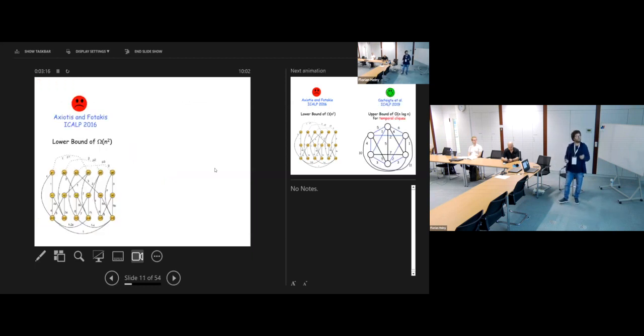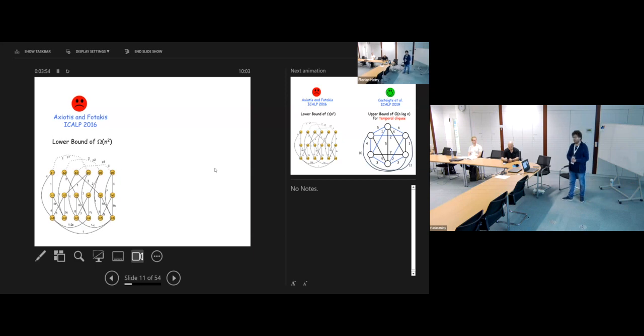We have bad news. This is a result by Axiotis and Fotakis, and they prove that essentially, if you have a general temporal graph, you cannot hope for sparsifying it. More formally, they built a dense temporal graph with Θ(n²) edges that essentially cannot be sparsified, in the sense that any temporal spanner must have size Ω(n²). Okay, this is the bad news.